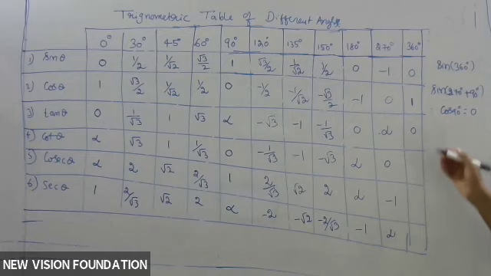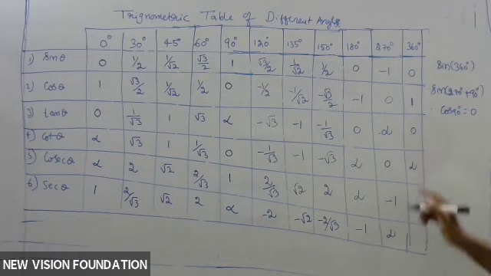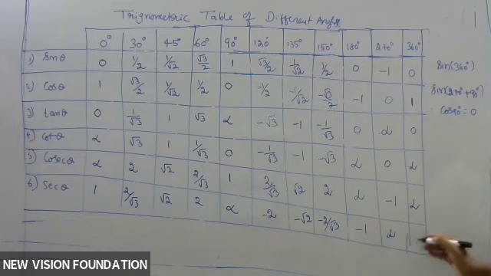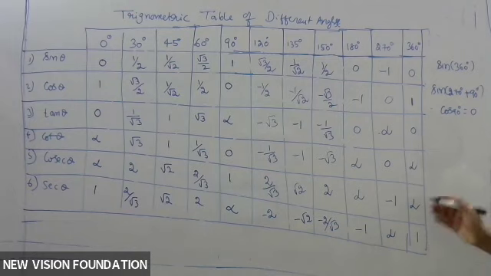Now, cot 360 degrees is cos by sin, 1 by 0, which is undefined. And the cosecant 360 degrees is 1 by sin 360 degrees, that is 1 by 0, which is undefined. And the secant 360 degrees is 1 by cos 360 degrees, which is 1. In this way, my dear students, we have got the values for different trigonometric ratios for different angles.